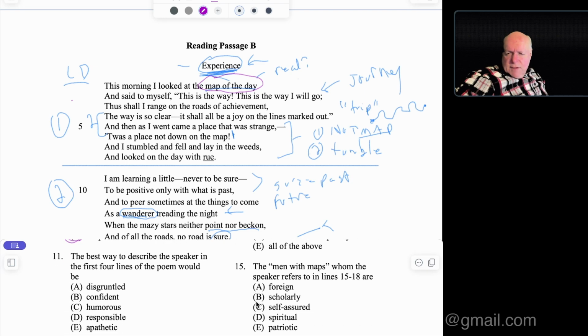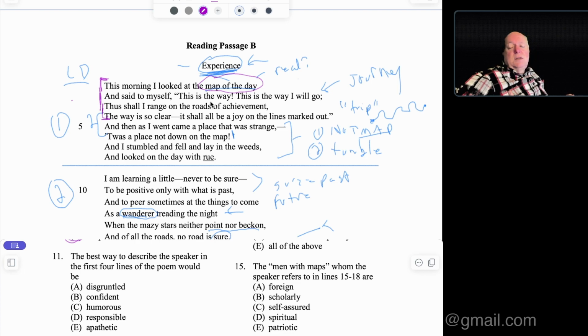Okay, so if we go to 11, it says, the best way to describe the speaker in the first 4 lines of the poem. So we're talking about from here to there. So the speaker is setting out, embarking on this journey. So I would assume, without looking at the answers, that it's leaning somewhere maybe towards a tone here.